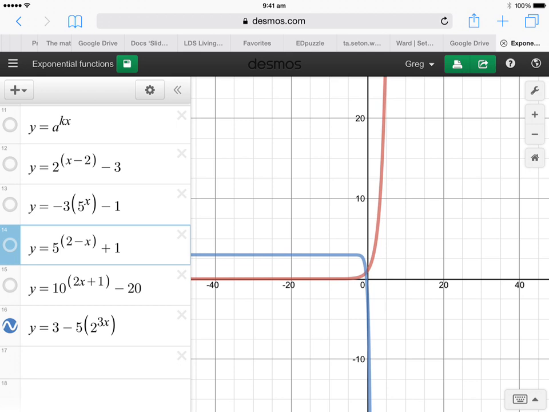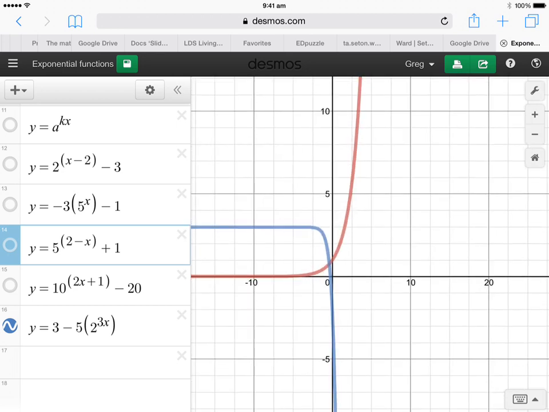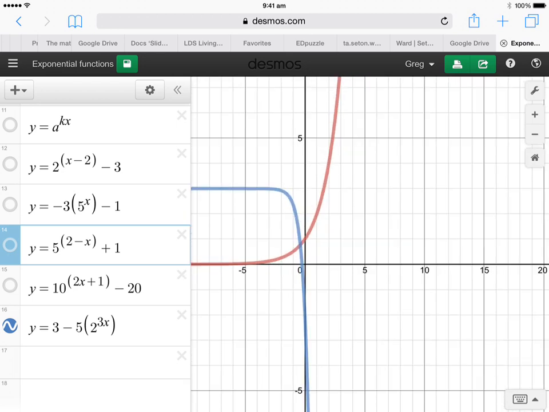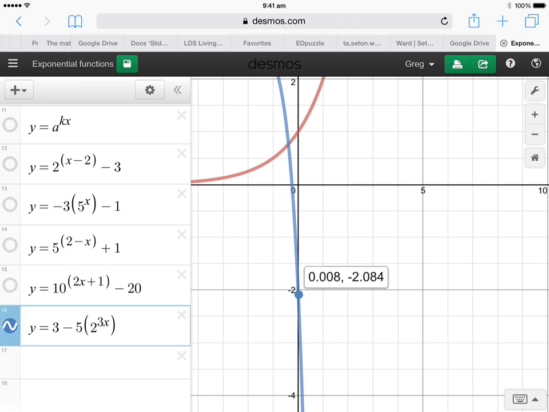The 2 to the power of 3x is a dilation parallel to the x-axis as well. And the plus 3 at the front means you're going to have to shift everything up 3. So there is a whole heap of stuff going on. I can see that the asymptote is going to be y equals 3. I can work out the y-intercept again by putting x equals 0 in there. 3 minus 5 times 1 is negative 2, which is the y-intercept.